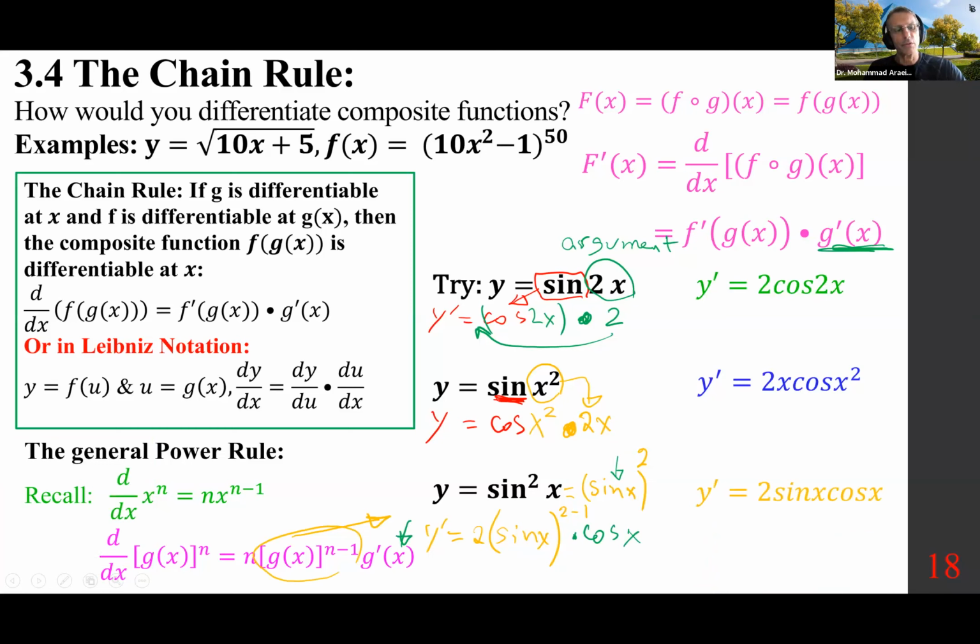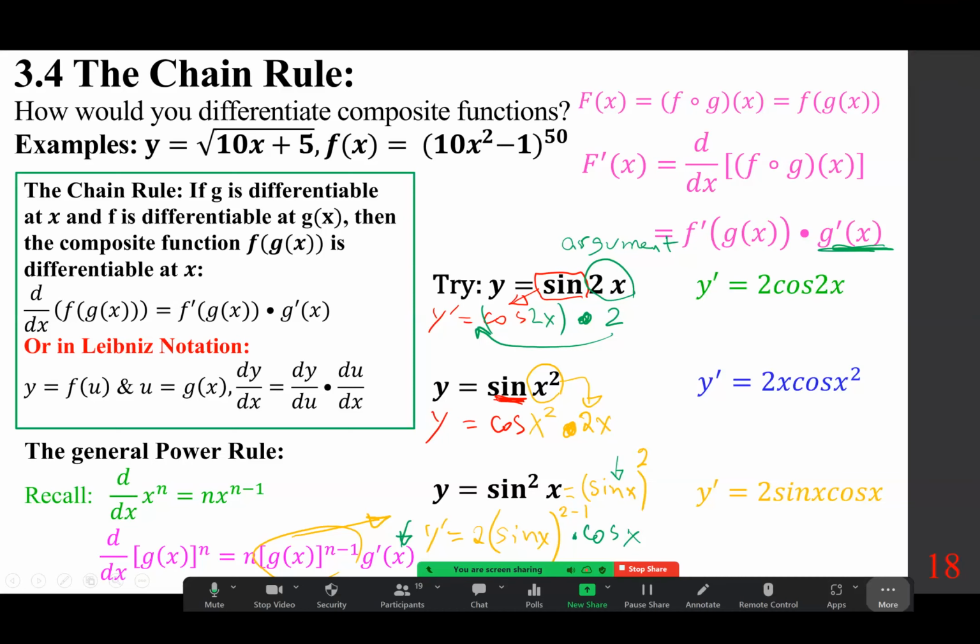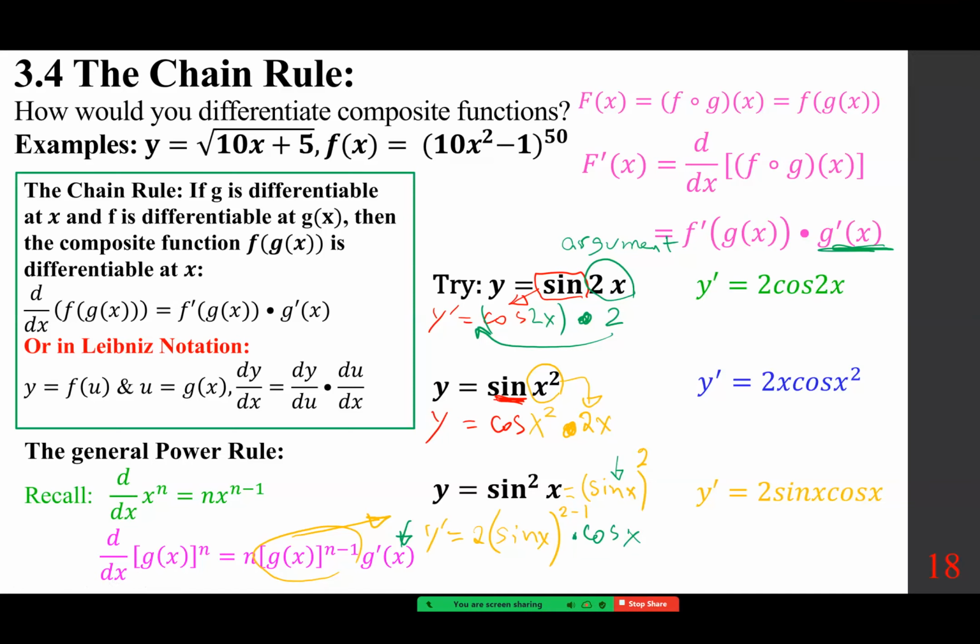Okay, very straightforward. I hope you look at the three examples and see the similarities and differences, and why we use the chain rule and how we use it on each and every one of them. Okay. If you understood this, pretty much you're done with the concept of the chain rule.